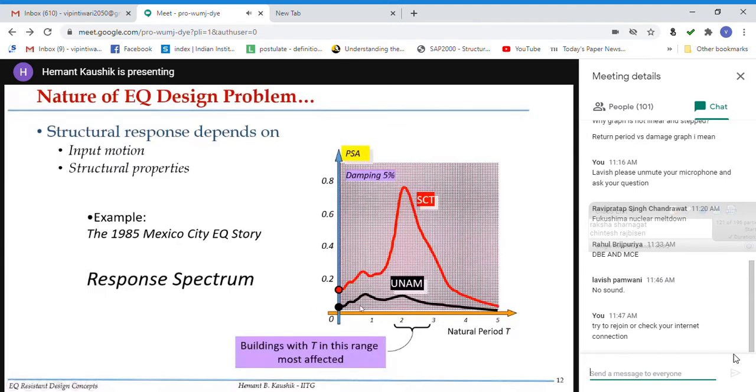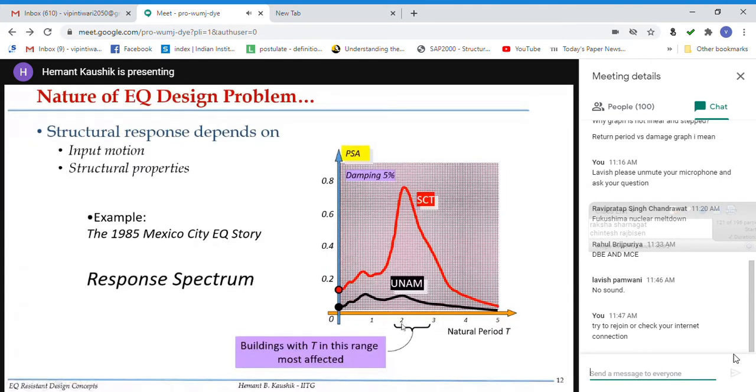So you can see, if you remember, what was the UNAM site? The UNAM site was the rocky strata. And the SCT site was the filled up soil, where the structures were constructed above this filled up lake. Right. So the instruments were installed at both the locations, and when this curve was plotted, this PSA versus T, which is actually known as the response spectrum, the response of the structure, and spectrum means how it changes with time period, right? So this is called the response spectrum. So when we plot this response spectrum for these two types of soils, considering 5% damping, you can see the difference, right?